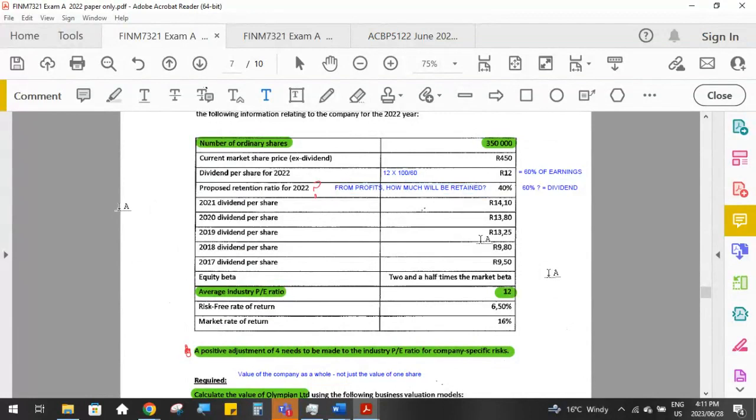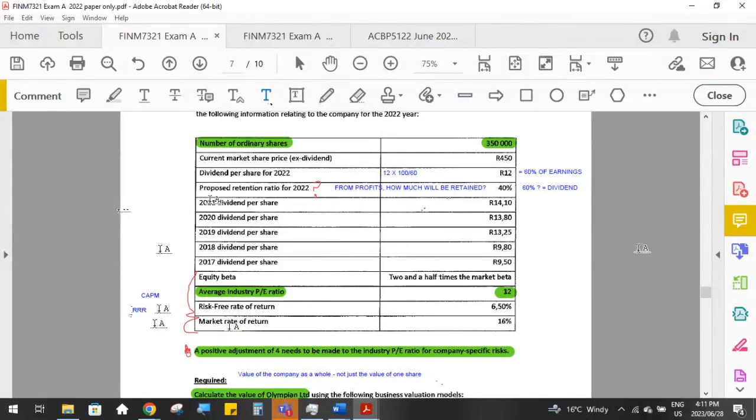So in this information that they've given us here, we've got risk-free, market rate, equity beta. As soon as you see that, equity and risk-free and all that kind of thing, you know that that's the information we use when we calculate the CAPM of a company, the capital asset pricing model. And you must also remember that what the capital asset pricing model calculates, another word for that is required rate of return.